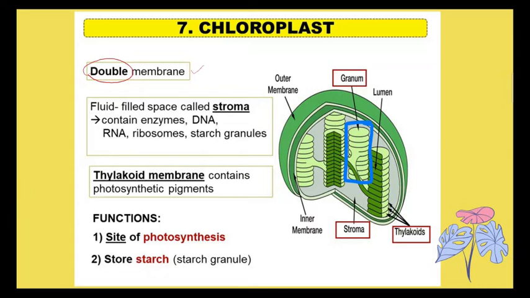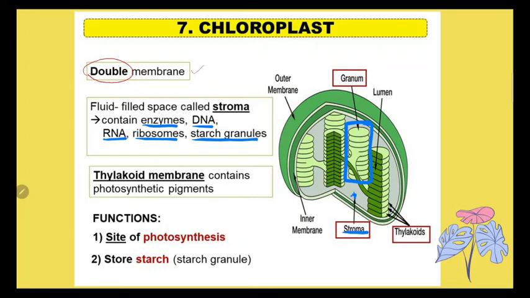Okay, and then the fluid filled space of the chloroplast is called stroma. Okay, fluid filled space. So what is inside the stroma of chloroplast? It is almost similar to the matrix of mitochondria. It also contains enzyme, DNA, RNA, ribosome, and starch granules.